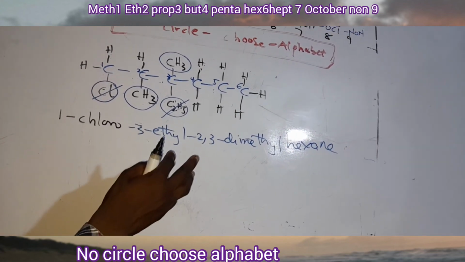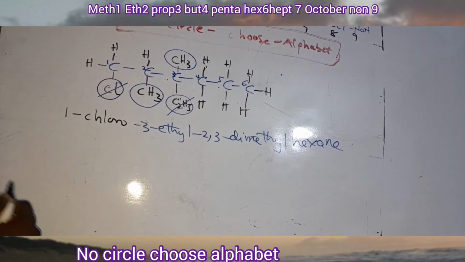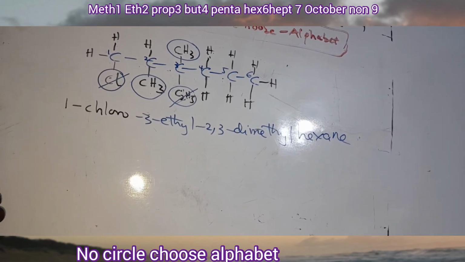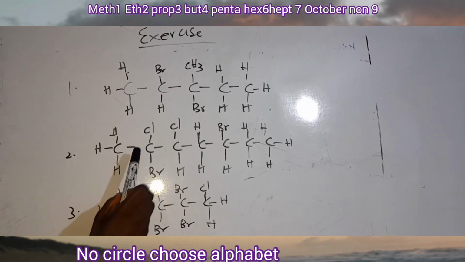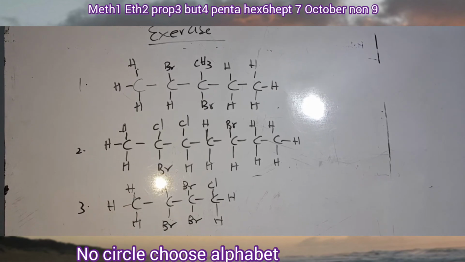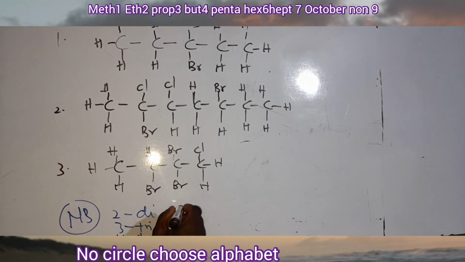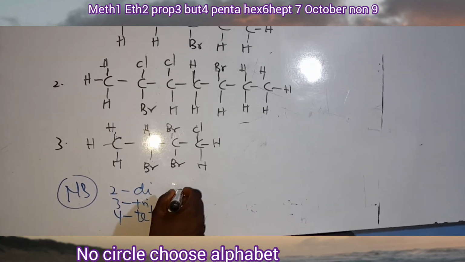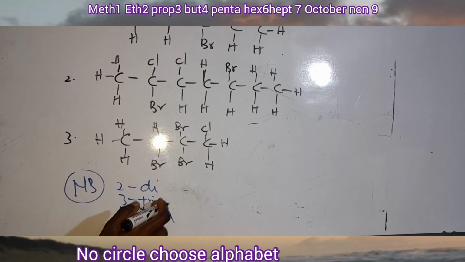I'll give an exercise to see if you can name a compound on your own. So try and name this compound. Look at the compound very well. If it is 2, it becomes di. If I have 2 of the chlorine, it becomes dichloro. If it's 3 of the chlorine, it becomes trichloro.